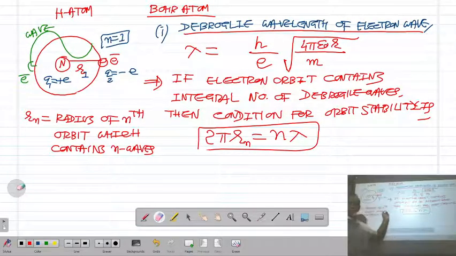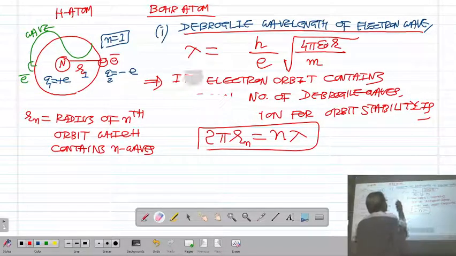So R1 is the radius of the first orbit, which contains one wave. R2 is the radius of the second orbit, which contains two waves. And Rn is the radius of the nth electron orbit, which contains n number of electron waves or wavelengths.